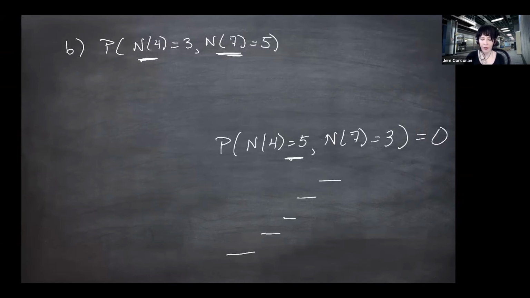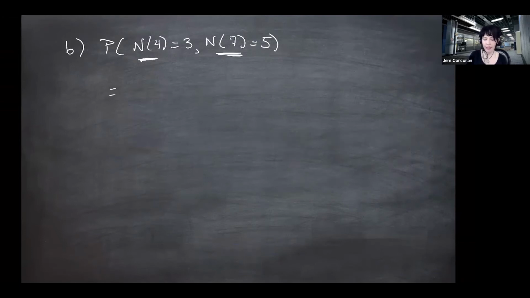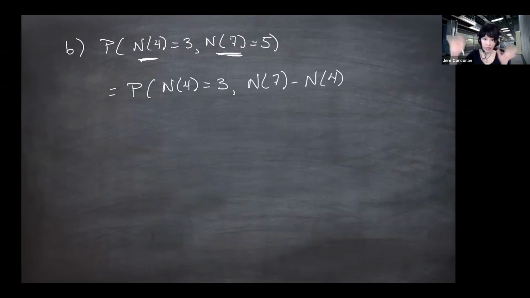So I want to take advantage of the independent increments property and rewrite this as the probability that at time 4, I've had 3 arrivals or jumps. And then between time 7 and time 4, the increments of the amount of jumps is 2. I got 2 more to get up to a total of 5 jumps. And you can think about the events in both of those probability statements, go back and forth. It is an if and only if situation. And now this random variable is independent of this one.